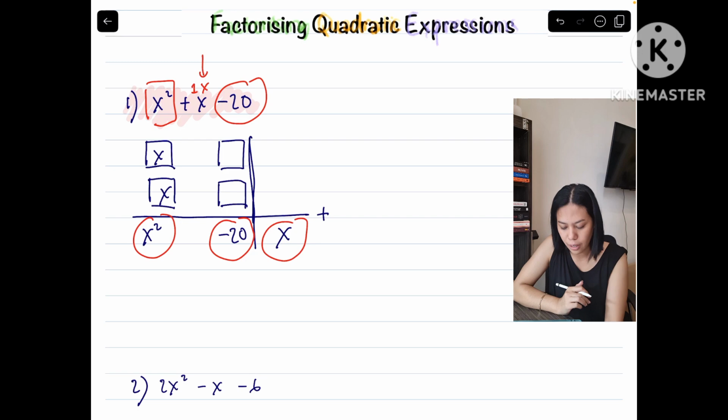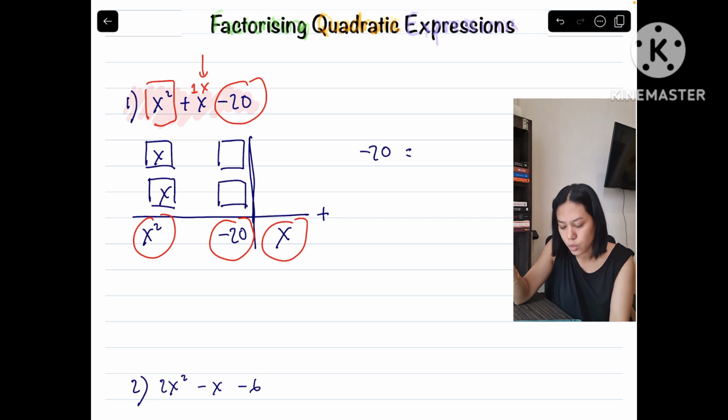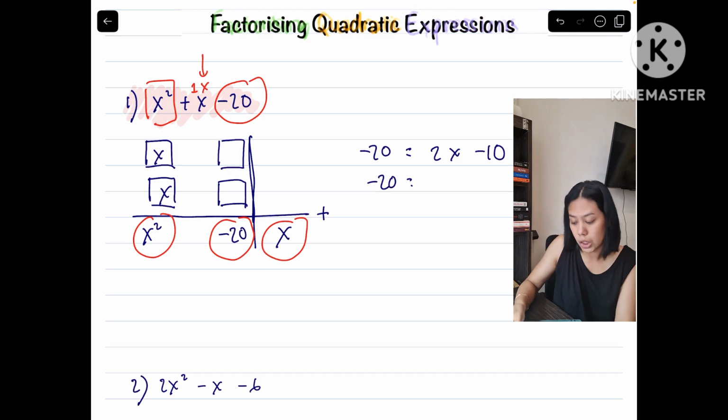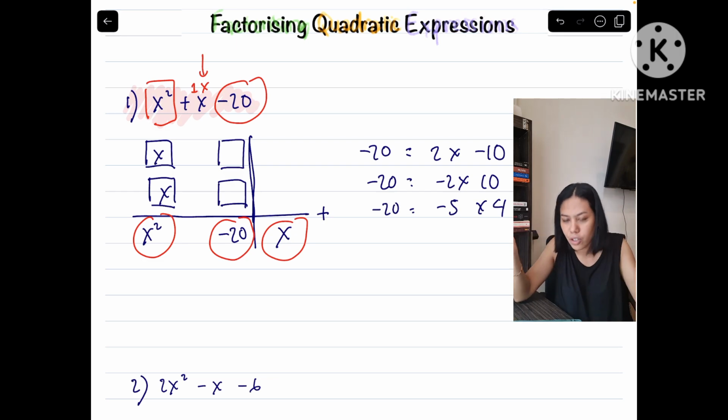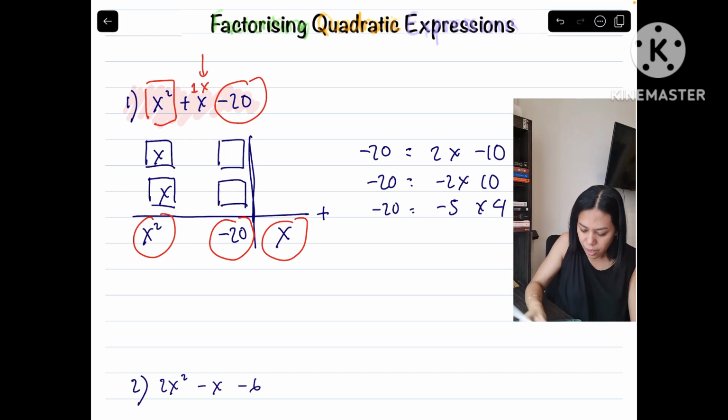Now the next one, we need to find 2 numbers that if we multiply equal negative 20. Now, there are a lot of pairs of numbers that multiply to negative 20, because you can get 2 times negative 10, or negative 2 times 10, or negative 5 times 4. It doesn't matter, you can try them all. But as you do this repeatedly, you will be able to get it on the first try. What I'm going to choose is 5 and negative 4.